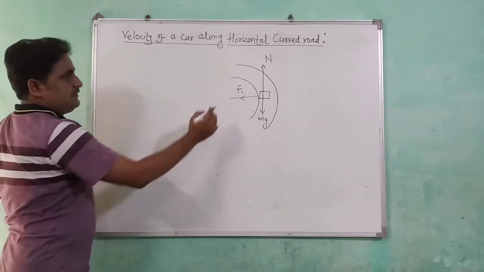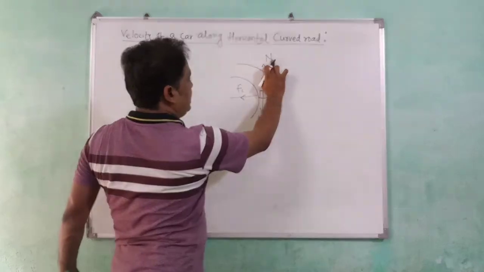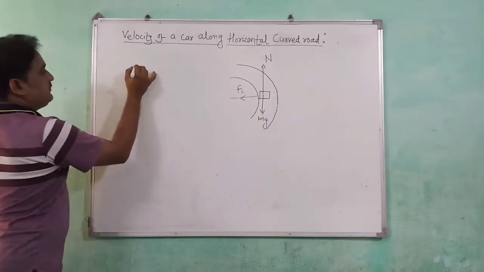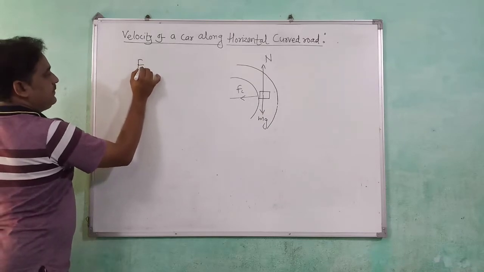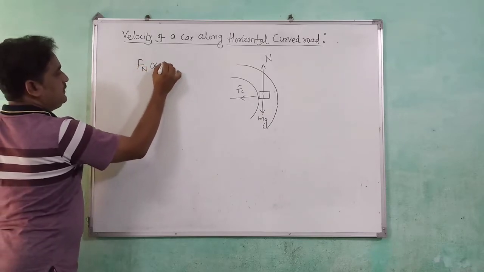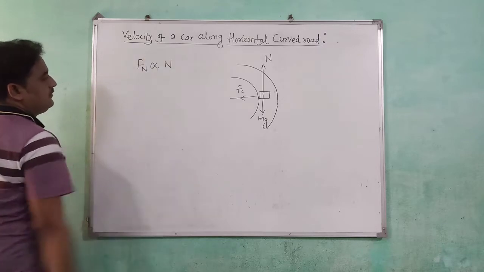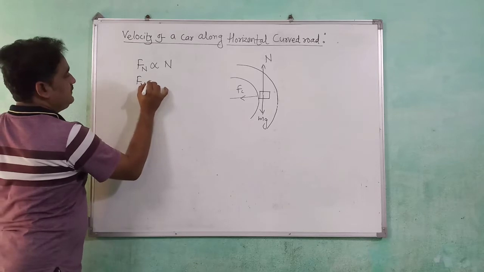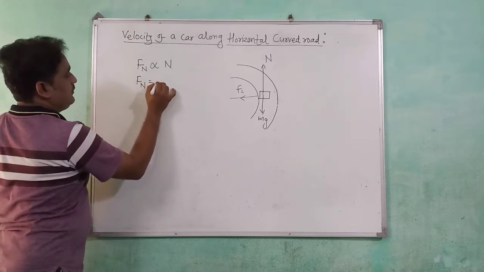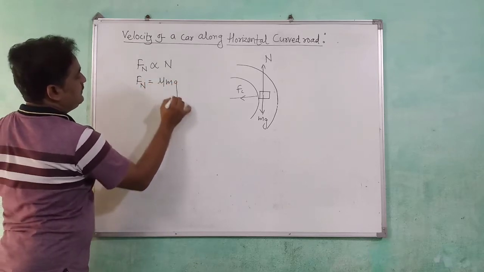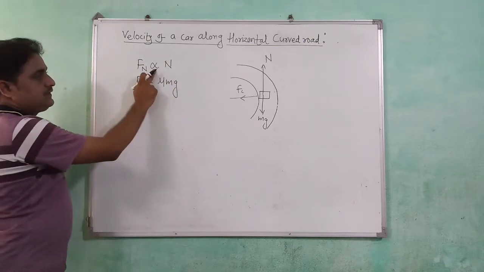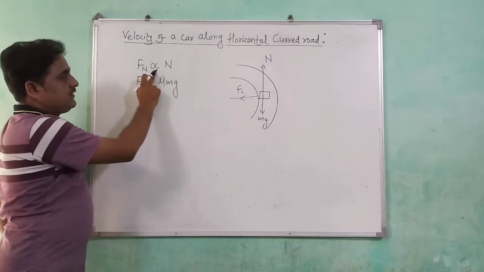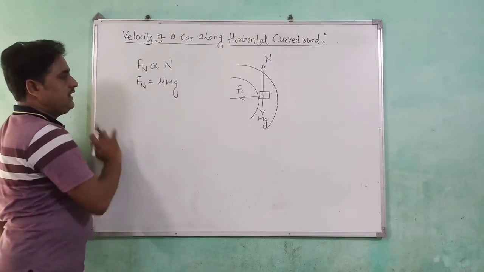So we know that this force of the normal reaction, or weight here, is directly proportional to the mass, or we can also write Fn is equal to mu into mg, because here mu is the proportionality constant, and N is equal to mg.